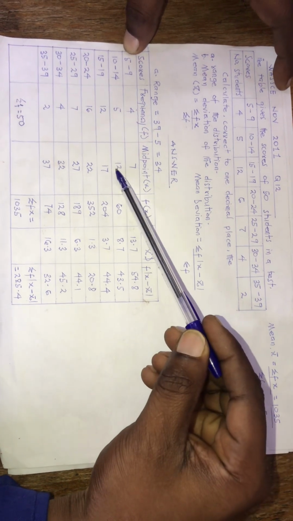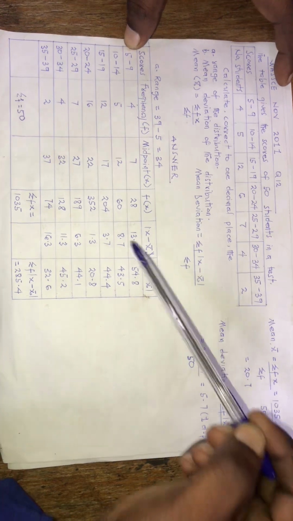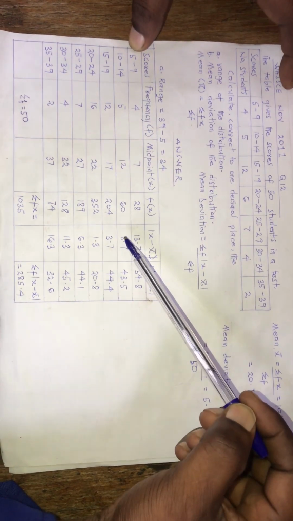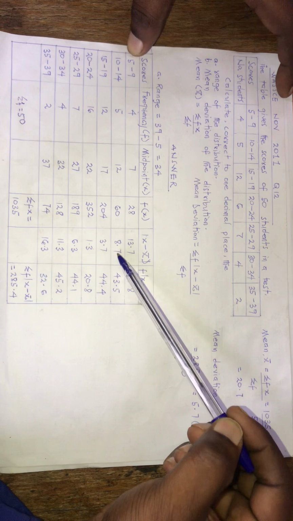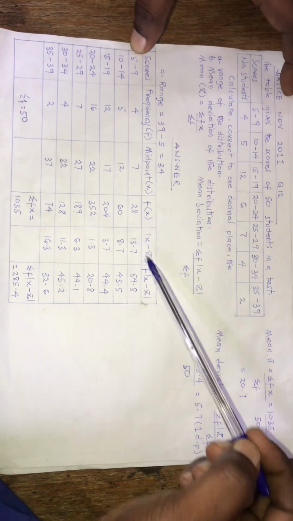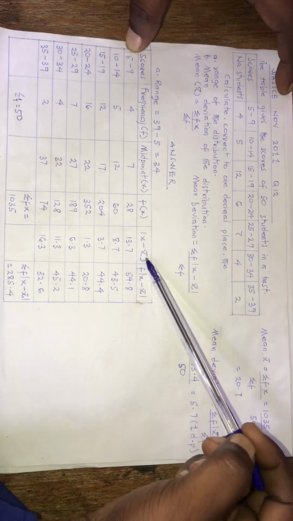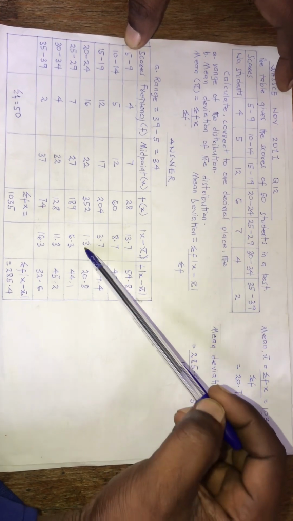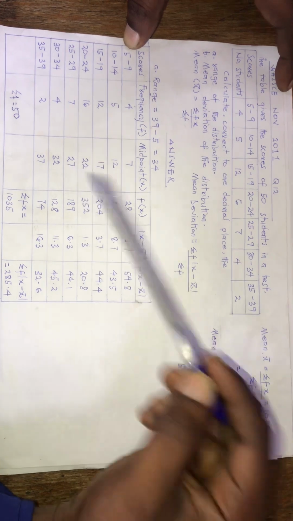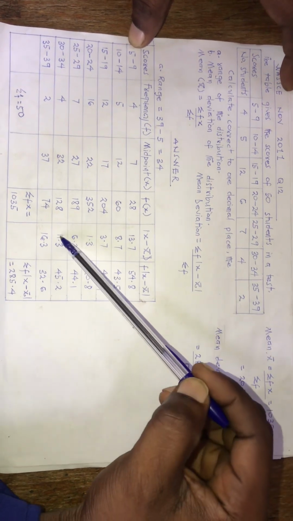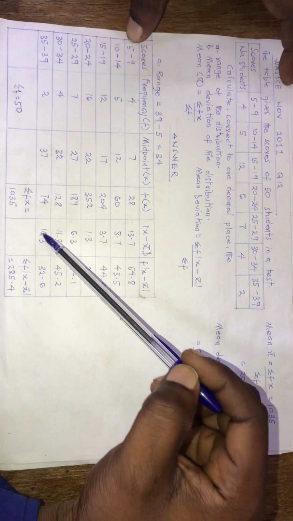The same applies here: 12 minus our mean, 20.7, also gives us a negative, but we record only the positive value, which is 8.7. We do the same thing: 17 minus our mean is 3.7, 22 minus our mean is 1.3, 27 minus our mean is 6.3, 32 minus the mean is 11.3, and 37 minus our mean gives us 16.3.